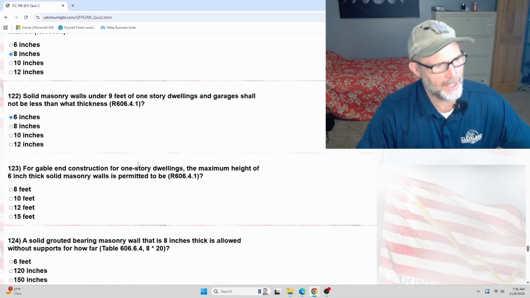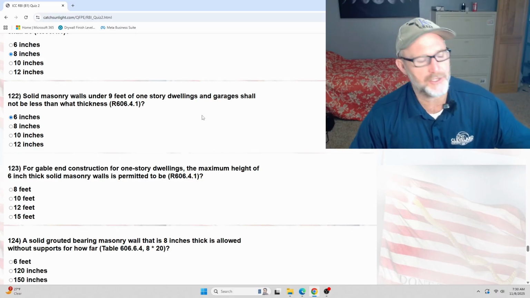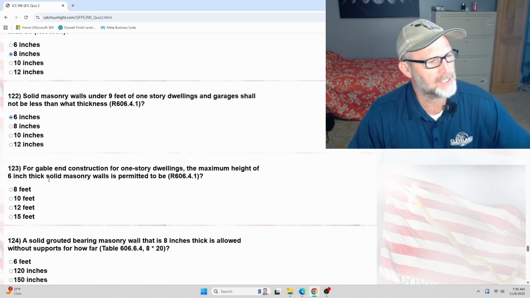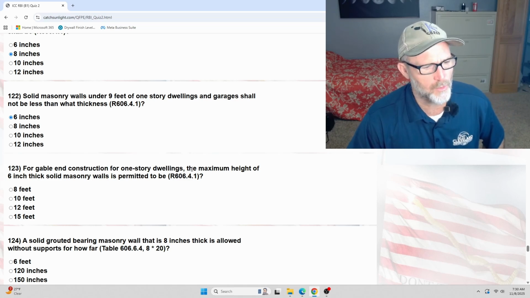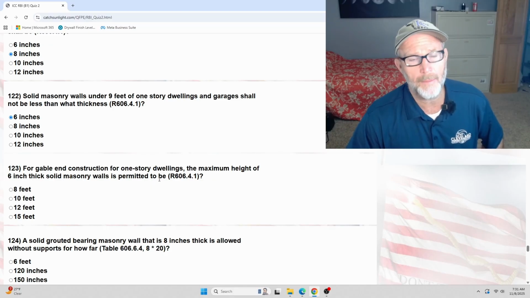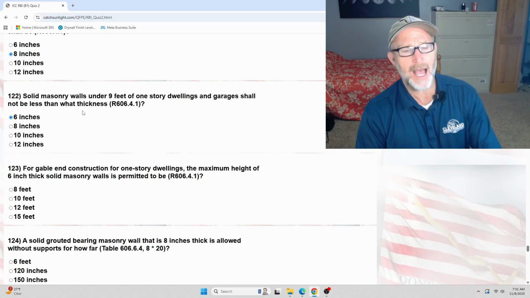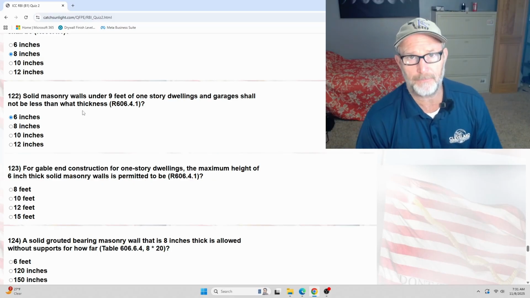All right, gable end construction. Now this is kind of a trick question. You need to think about this. But it's something realistic and something you could see. For gable end construction for 1-story dwellings, the maximum height of 6-inch thick solid masonry walls is permitted to be what? Now we already read in problem 122 that 6 inches is allowed up to 9 feet, right?